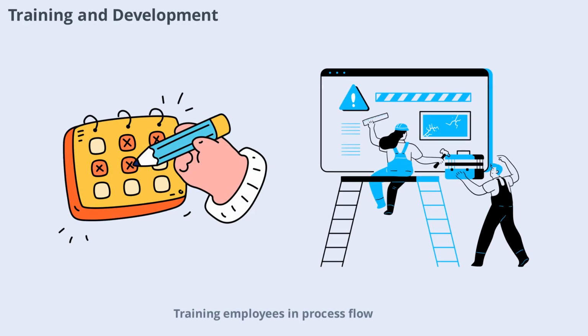Training employees in process flow analysis techniques builds organizational capability. Workshops, online courses, and hands-on projects help staff develop the skills needed to map and improve processes. Ongoing development ensures that the organization can adapt to new challenges and maintain operational excellence.